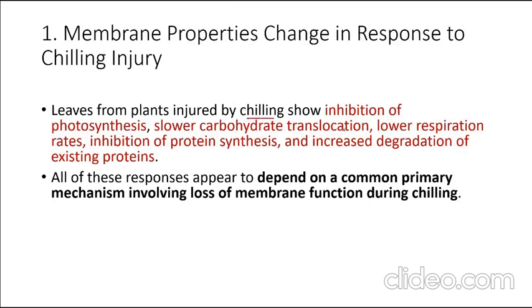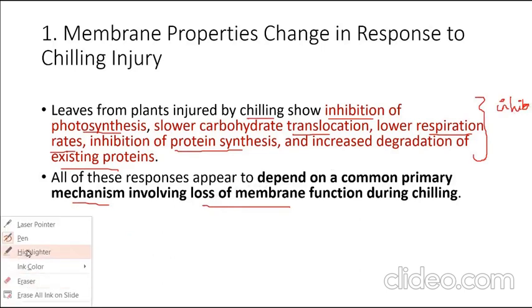So during chilling injury, the plant shows inhibition of photosynthesis. Carbohydrate translocation rate is slowed down. Respiration rate is lowered. Protein synthesis is inhibited, and there is degradation of existing proteins. So all these responses depend on a common primary mechanism which involves the loss of membrane function. So when the membrane function is lost, these many pathways are inhibited. Or better I write, these pathways are affected.